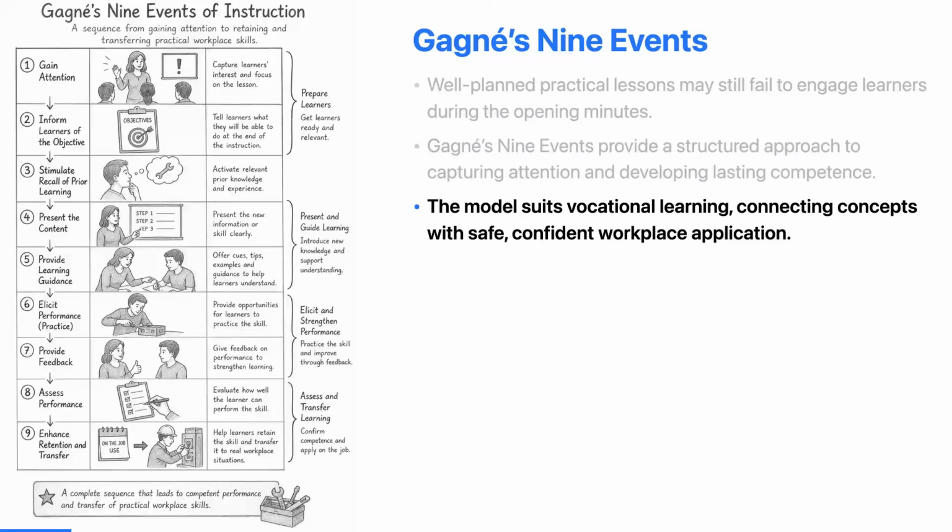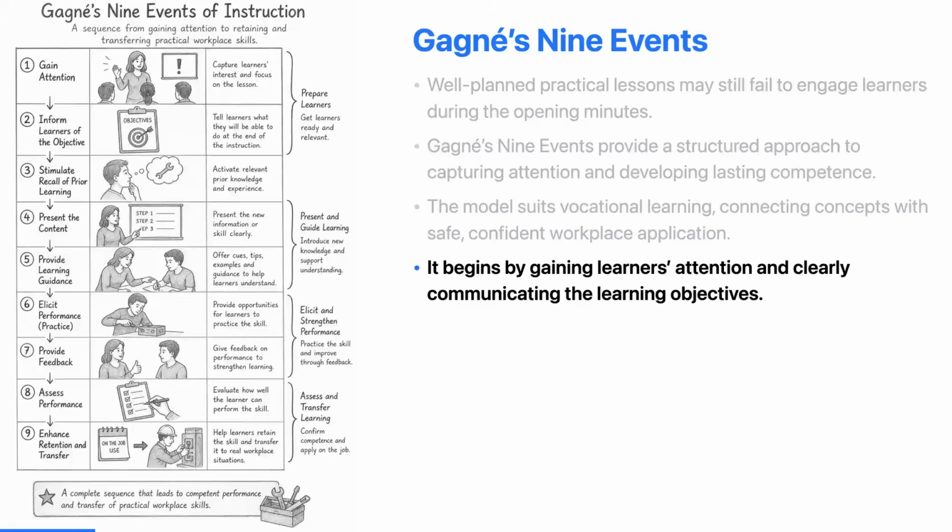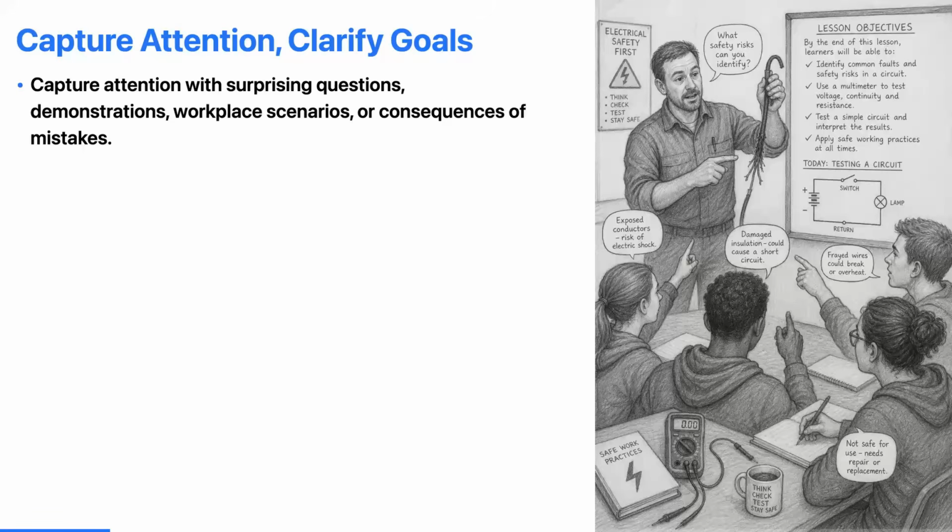The model is especially valuable in vocational settings, where learners must understand concepts and apply them safely and confidently in realistic workplace situations. It begins by gaining attention and making the learning objectives clear. Attention can be gained through a surprising question, a short demonstration, a workplace scenario, or an example of what can happen when a task is completed incorrectly.